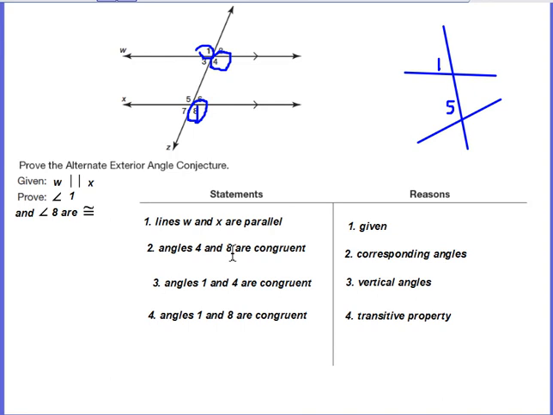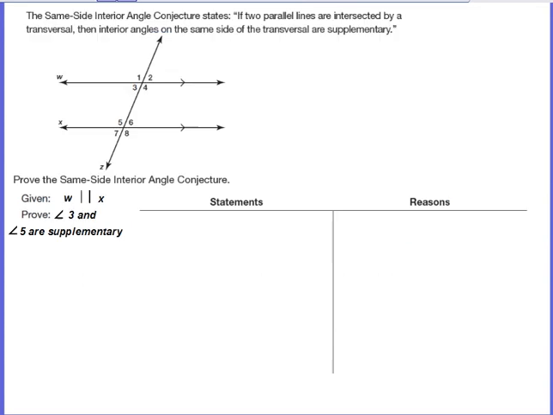So we did alternate interior and exterior. Now let's move on to same side interior and same side exterior. Same process, just a little bit more, but it's about the same thing. Same picture. Now we're dealing with same side interior. Same side interior are angles that are on the same side and inside lines W and X. So we got 3 and 5 or 4 and 6. Let's just work with 3 and 5.